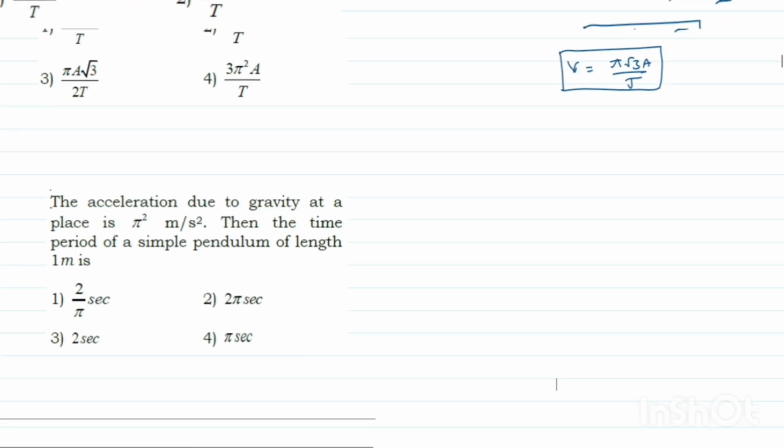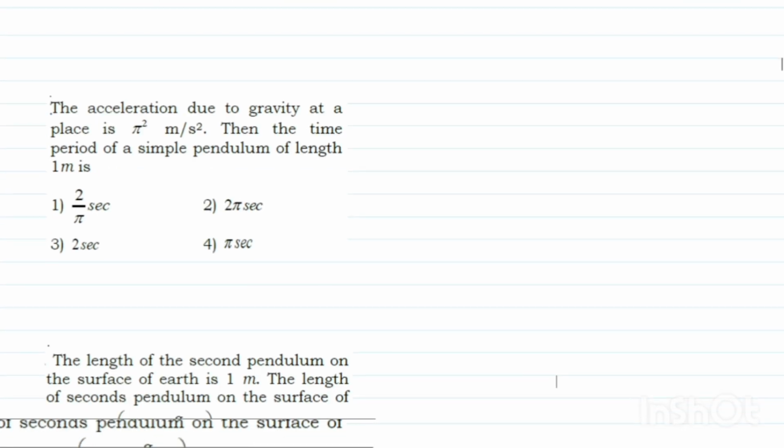Let us see the next question. The acceleration due to gravity at a place is given as pi square meter per second square. The g value is given as pi square meter per second square. Then the time period of the simple pendulum of length 1 meter is? Here the length is also given as 1 meter. This is a direct question students.